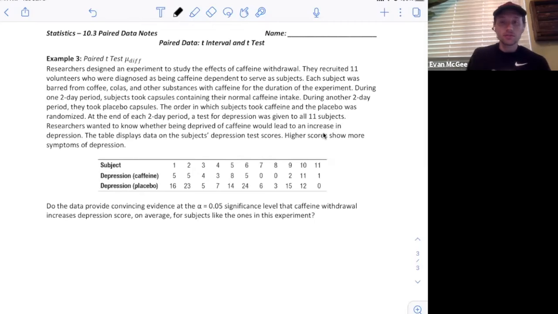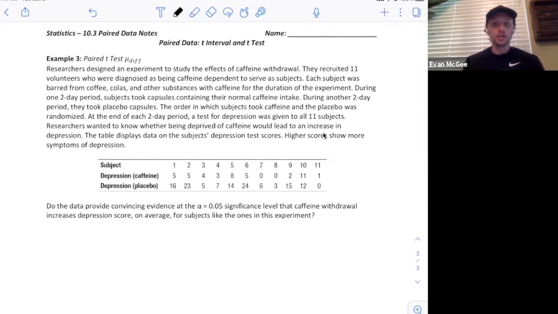Let's take a look at an example of a one sample t-test for paired data for a difference between means. Researchers designed an experiment to study the effects of caffeine withdrawal. They recruited 11 volunteers who were diagnosed as being caffeine dependent to serve as subjects. Each subject was barred from coffee, colas, other substances with caffeine for the duration of the experiment.